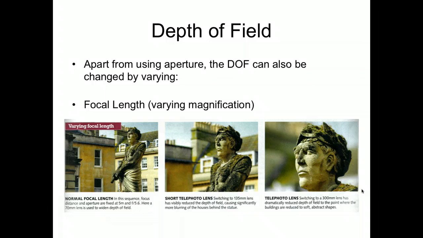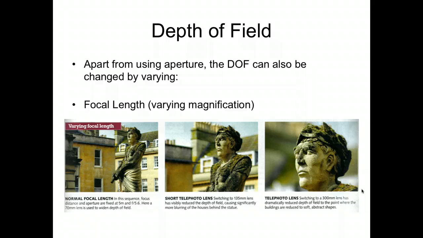So the photo on the left, this is a normal focal length, all right? So this is about 70 millimeters, and we have an f-stop of 5.6. Notice that the statue's in focus. Also notice that everything behind him is in pretty good focus. It's a little bit out of focus because it's not as close as the statue, but that's more of a normal focal length.